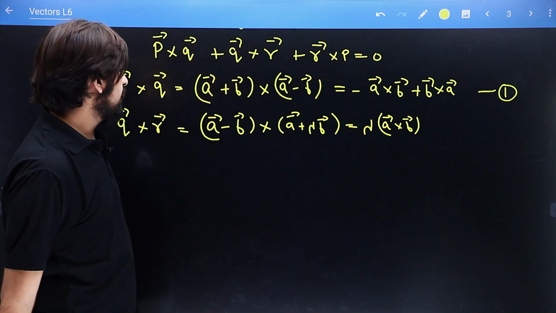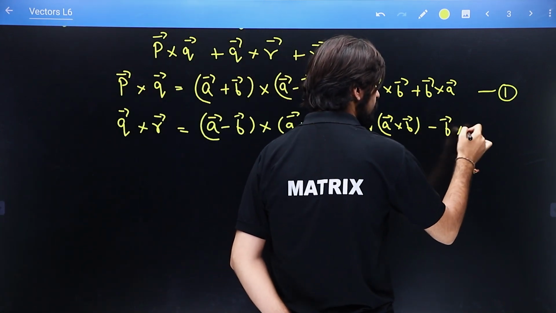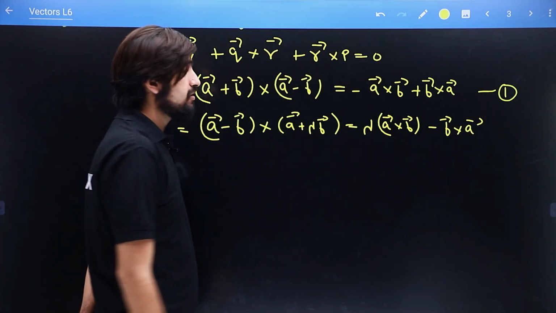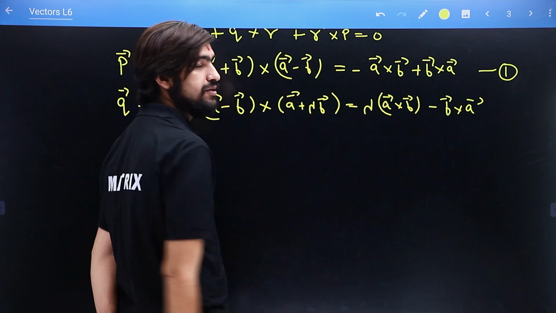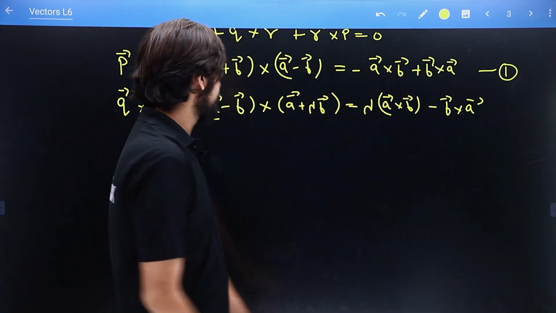Okay. Then minus B cross A. So this will be minus B cross A. And again, minus B cross lambda times B, that will be 0. Why? Because both are parallel vectors. And again, I have already told you that the angle between parallel vectors will be 0.